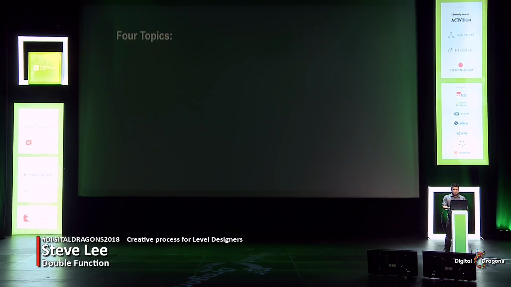This talk is split into 4 topics. The first is about the blank canvas and how to get past it. The second one is about working iteratively and what this means. The third one is a few tips for playtesting. And finally, a little ramble about what it means to design elegantly and why I think this is important.